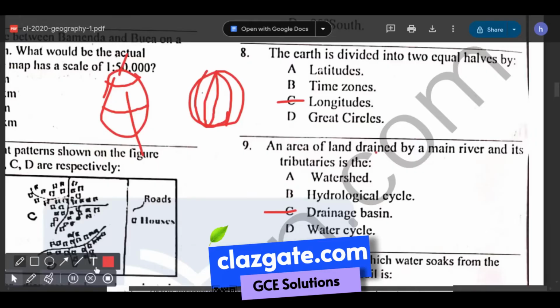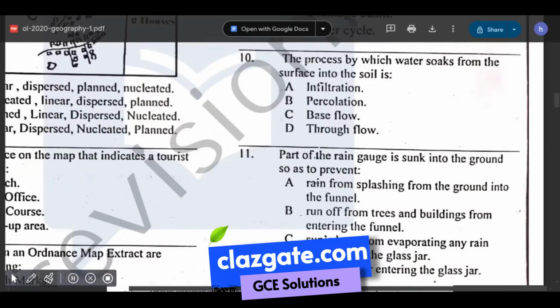Next question, question number 10. The process by which water soaks from the surface into the soil is, we have infiltration, we have percolation, we have base flow, we have through flow.